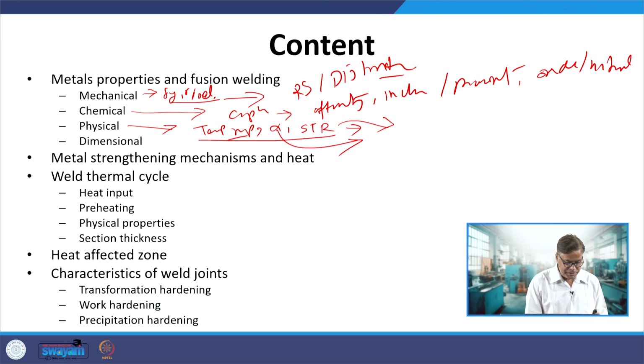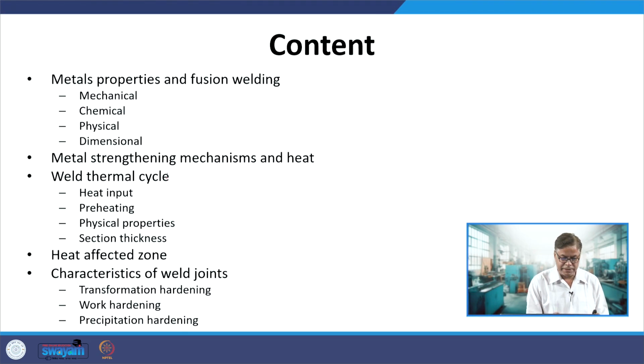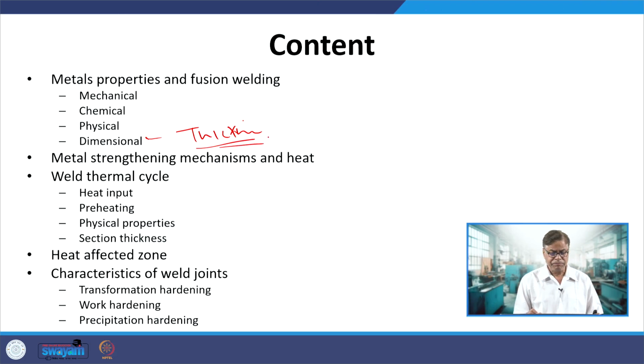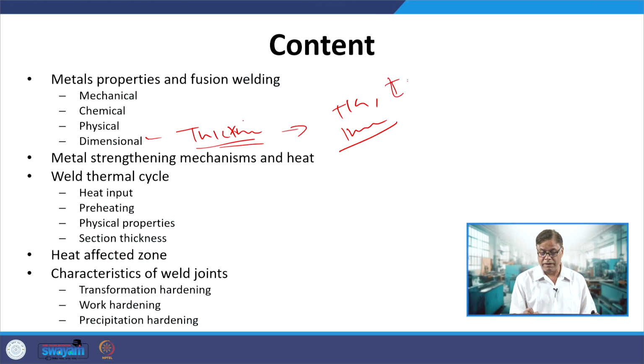Then as far as the dimensional properties are concerned, especially it is about the thickness. Thickness certainly affects the welding, because it affects the choice of the welding process. If it is very thin, less than 1 mm, then TIG or laser can be used.